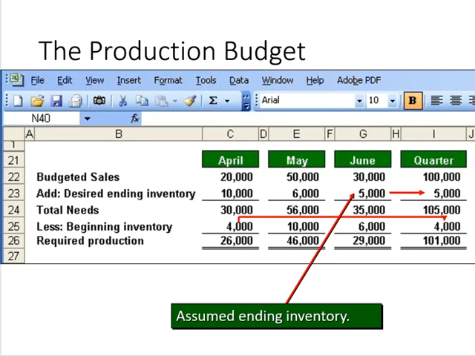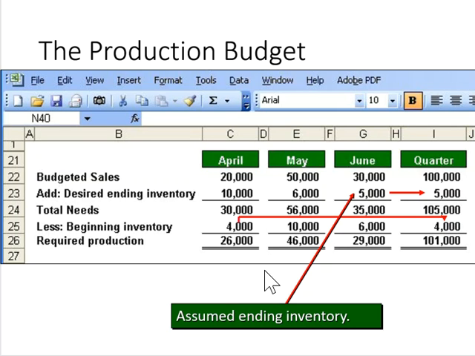And then on June 30th, we will assume that we have 5,000 units in ending inventory. That isn't given to us, so we're just going to make that assumption. If you refer back to the sales data, July sales units are estimated to be 25,000, and 20% of 25,000 equals 5,000 units. So that's where that number comes from.